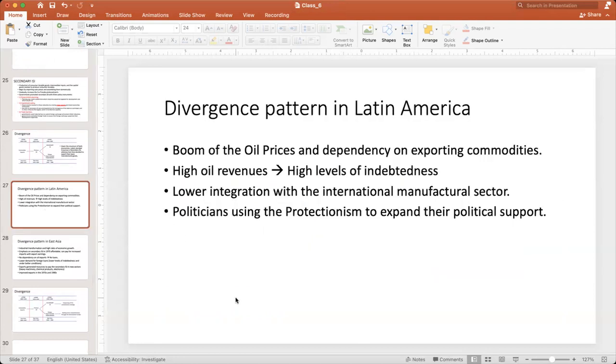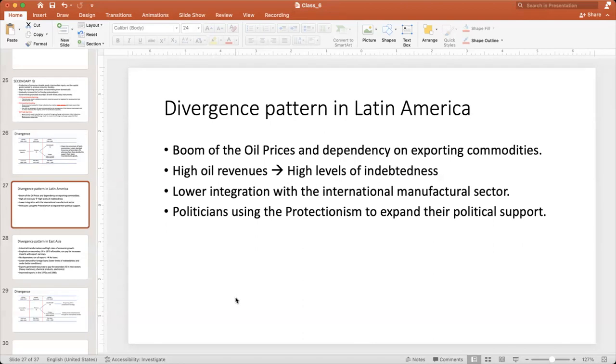What explains the divergence patterns in Latin America? Well, Latin America was very, very focused and specialized in the production of commodities, especially oil. The majority of countries from Latin America could produce oil at that time, so they became very dependent on exporting commodities.